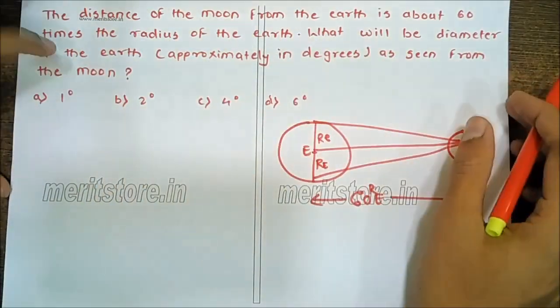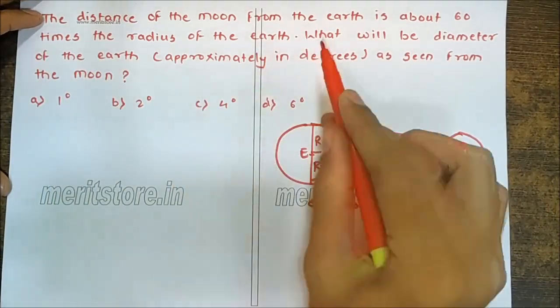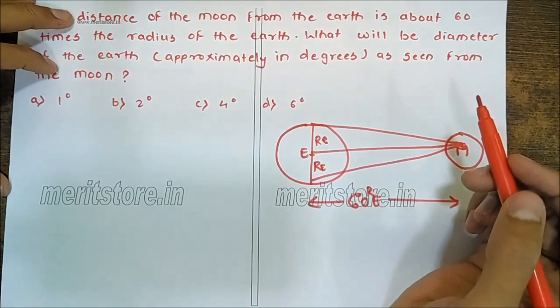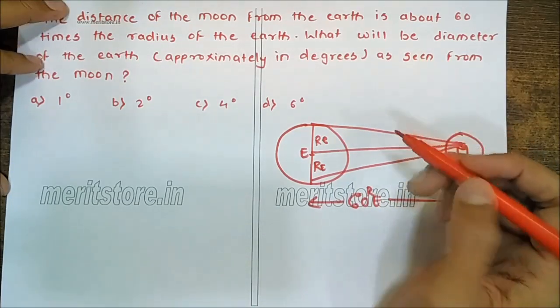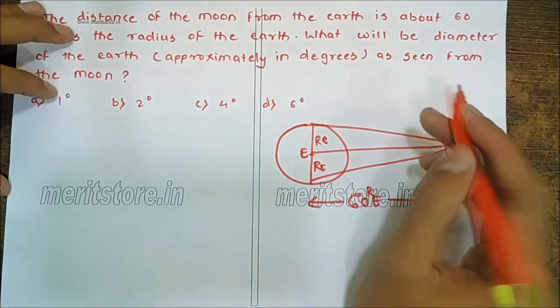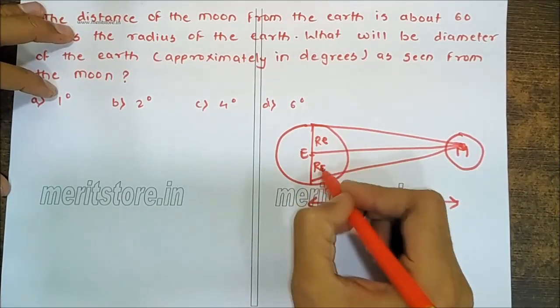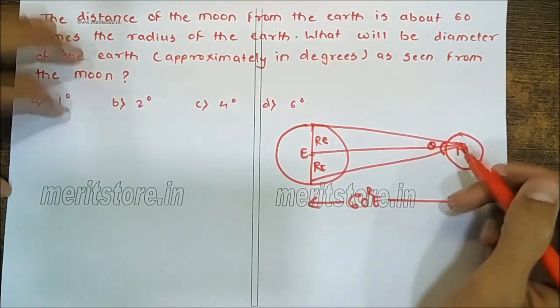The distance of the moon from the earth is about 60 times the radius of the earth. What will be the diameter of the earth approximately in degrees as seen from the moon? So we need to find the diameter of the earth in degrees as seen from the moon. This is the earth and this is the moon, and this is the radius of the earth, RE, and this is the theta which we need to find out.